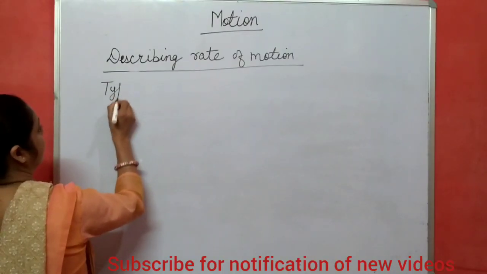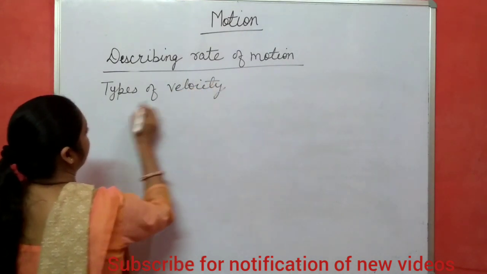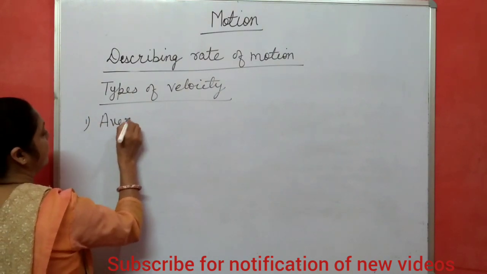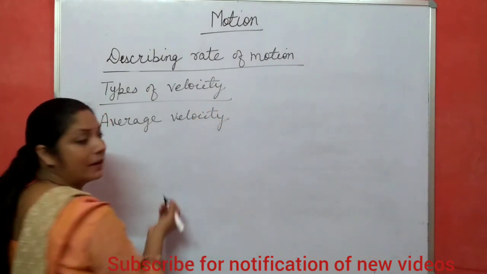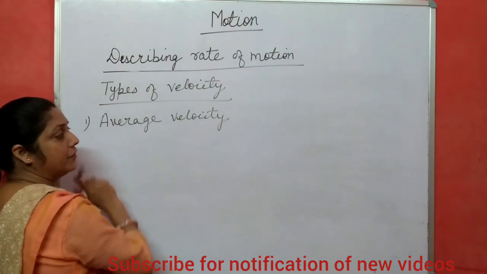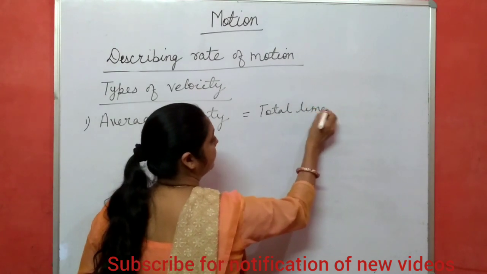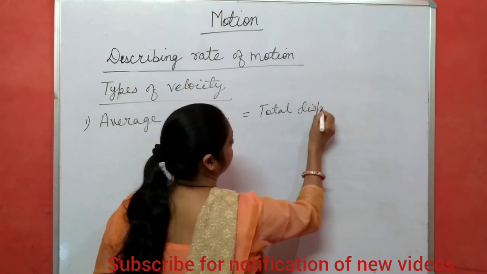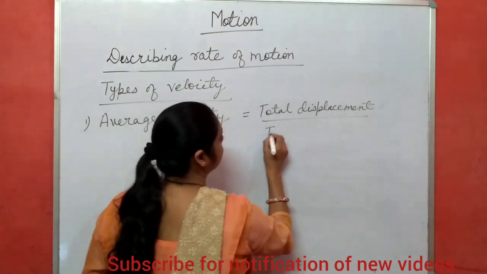Next, after types of speed, types of velocity. It is the same as types of speed. Number one is average velocity. Like average speed is total distance by total time in case of non-uniform motion, average velocity is also total displacement, in place of distance you write displacement, by total time.